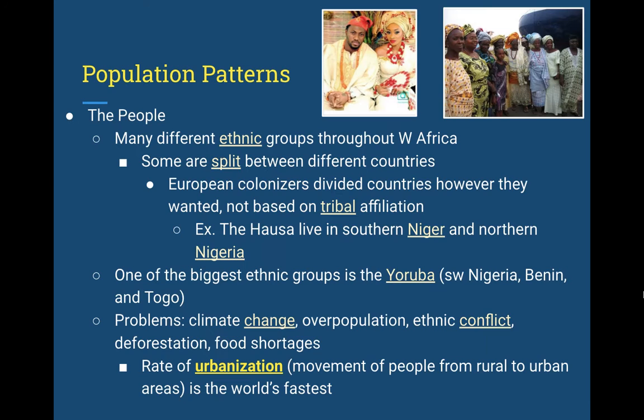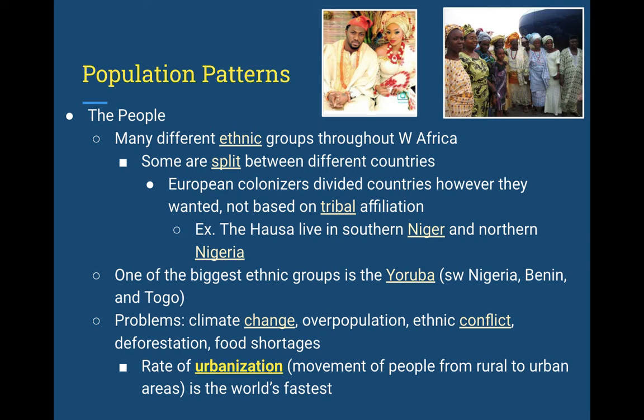All right, so the people. So many different ethnic groups live throughout West Africa, but some are split between different countries because, like we've talked about before, when the Europeans colonized, they didn't care if they were splitting up different ethnicities or tribes or joining tribes that didn't like each other. To give an example of this, the Hausa people live in southern Niger, but also in northern Nigeria because they were split up. But one of the biggest ethnic groups in the area is the Yoruba. They live in southwestern Nigeria, Benin, and Togo.